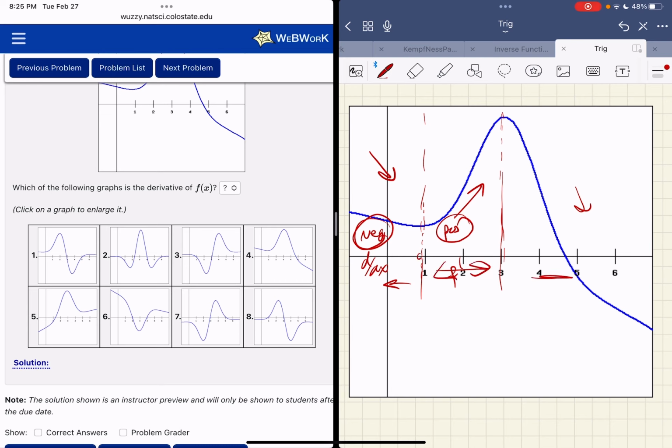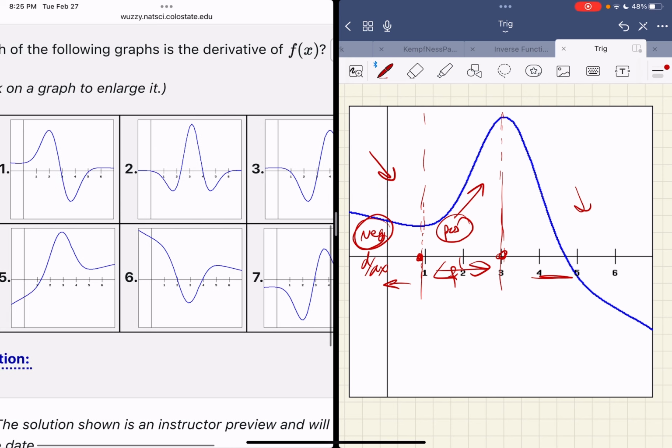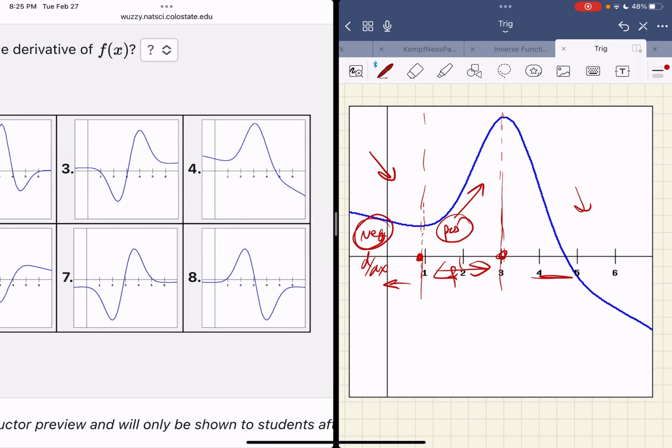And it should hit 0 a little bit to the left of 1 and somewhere around 3, okay? So that's what I'm looking for. So I need to hit 0 a little bit to the left of 1 and somewhere around 3. So no, no, no, no. Maybe, and no, and then maybe again for 8. Okay, so we're down to just 3 and 8. So which of those two options is negative, positive, negative?